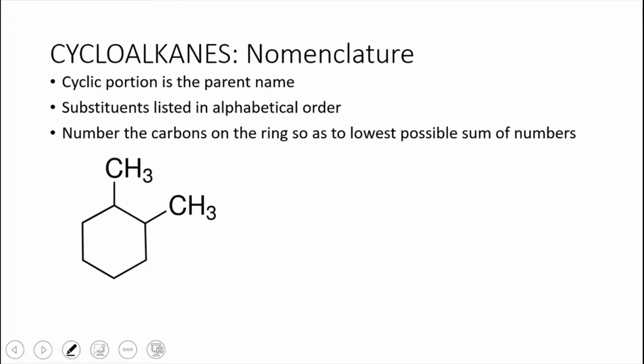So let's look at this compound here. Notice that the parent here would be the hexagonal cyclic ring of cyclohexane. And in order to have proper numbering, since these are next to each other, we would simply say that this is 1,2-dimethyl cyclohexane.